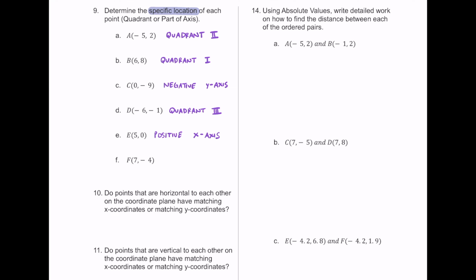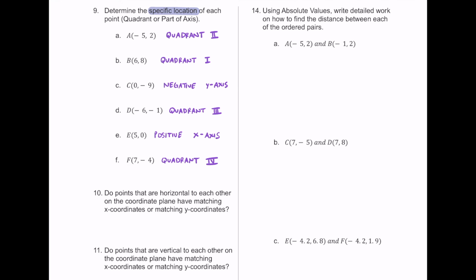And then finally for F, we have 7, negative 4. From the origin, we move to the right 7, then down 4. If we move that way, we end up in quadrant 4, because quadrant 4 is where we always have positive x values but negative y values.